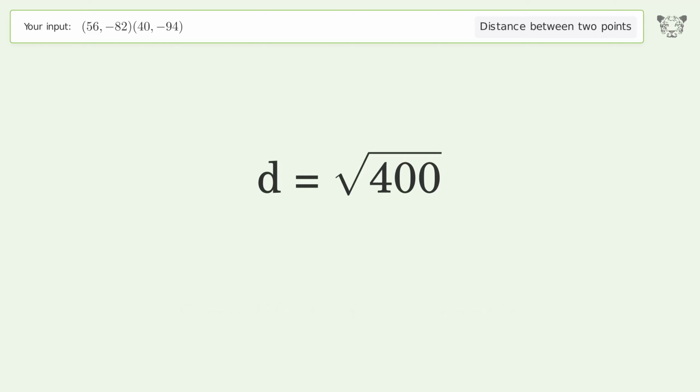And so the distance between the 2 points is the square root of 400, or 20.